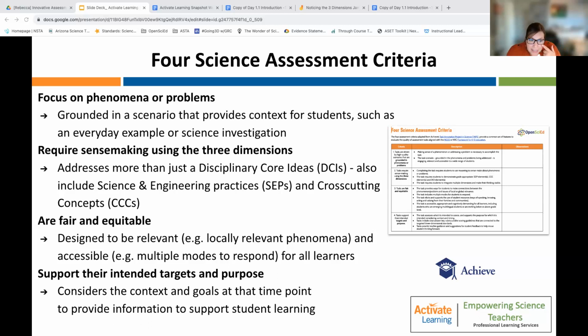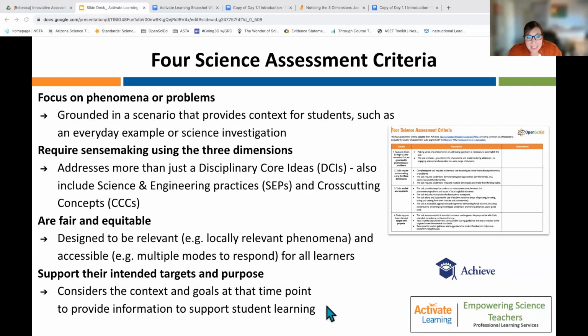Next, we've got that they are fair and equitable, right? So maybe using place-based phenomena, locally relevant phenomena, and very accessible. So drawing upon students' strengths, funds of knowledge, and multiple modalities, right? So diverse sense making. We're drawing, we're writing, we could be doing all different kinds of things to help us make sense for all learners, right? Those all are part of the assessment.